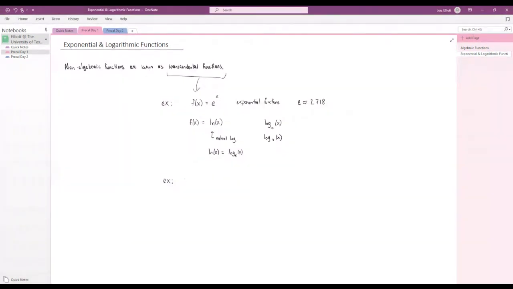Other examples of transcendental functions are the trigonometric functions, but I will not be doing that today. I will be talking more about that tomorrow, though, so that's what Precal Day 2 is going to be about.